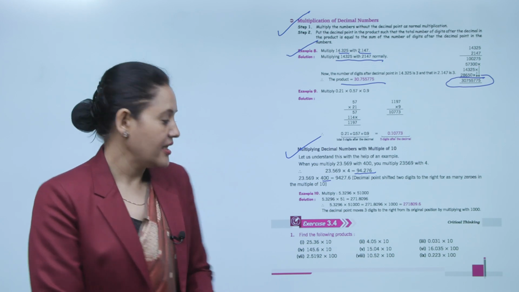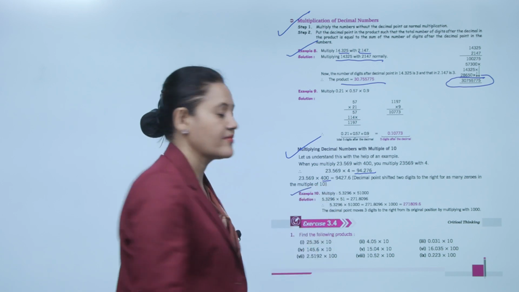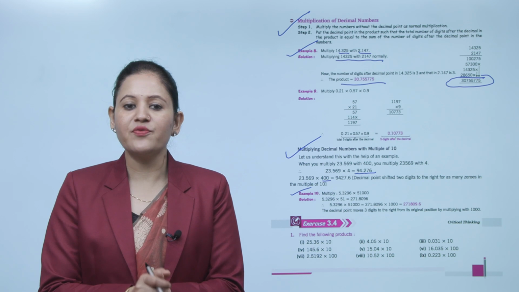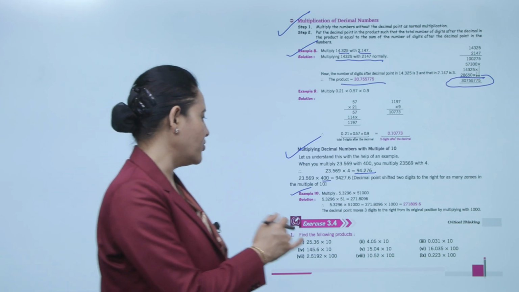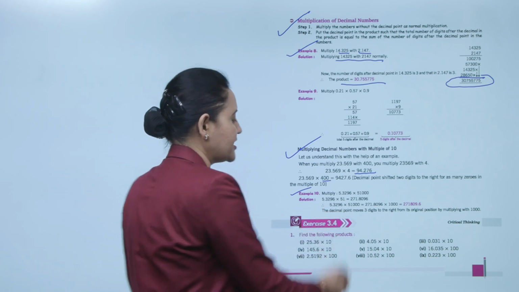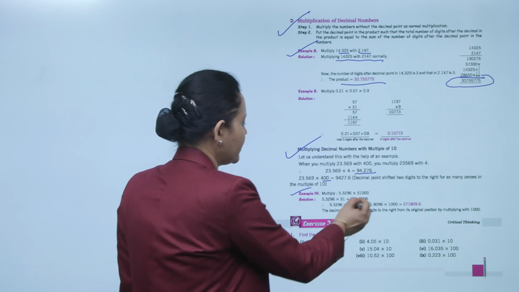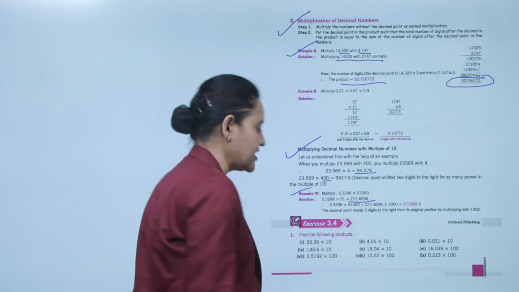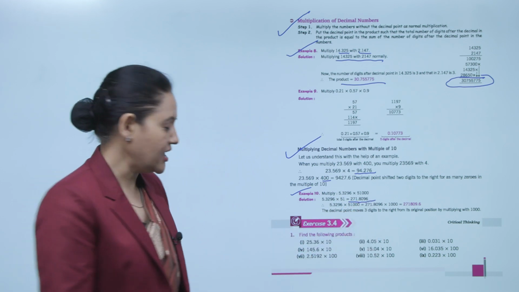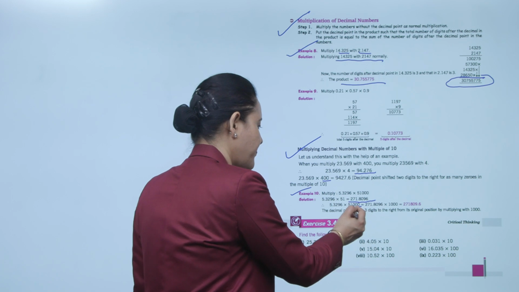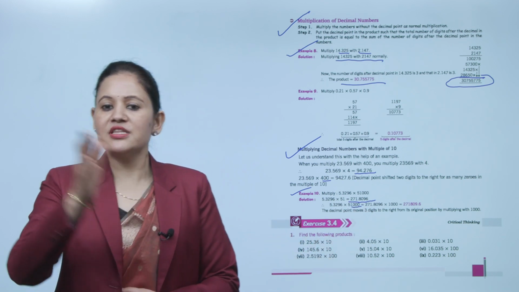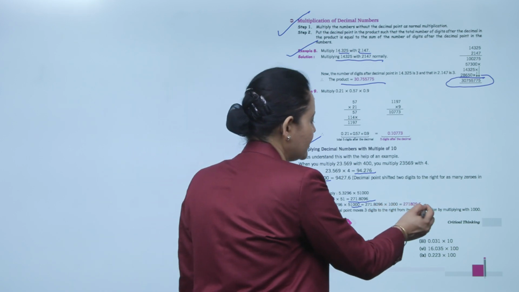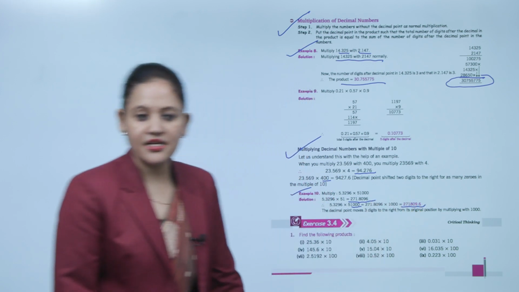Clear? Next example is: multiply 5.3296 by 51,000. So simply what we'll do? We'll multiply 5.3296 by 51. So the product is 271.8096. For 51,000, there are 3 zeros, so the decimal point will shift 3 places to the right. And the answer is this. Clear?